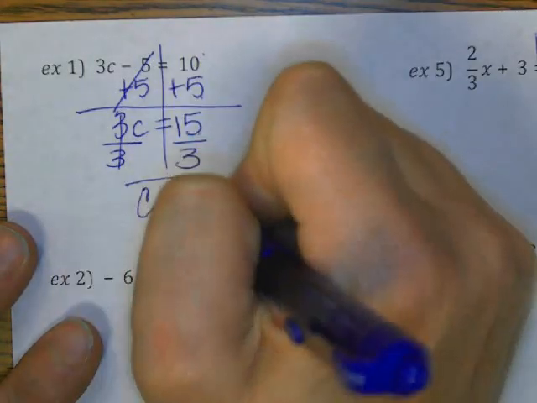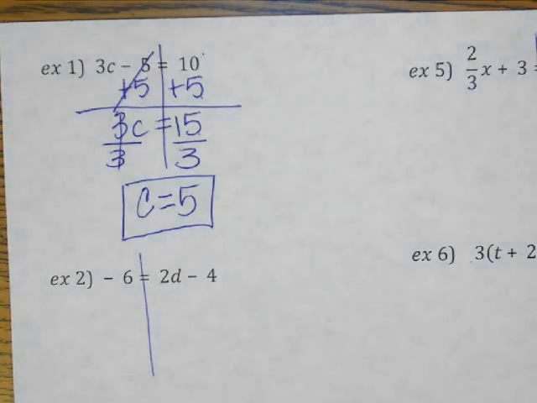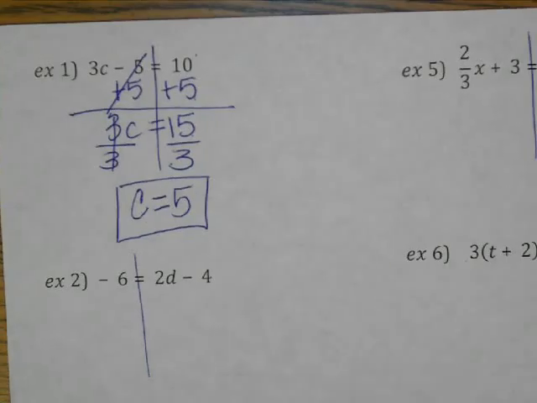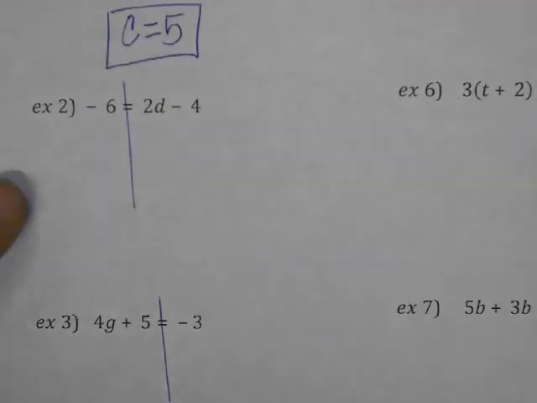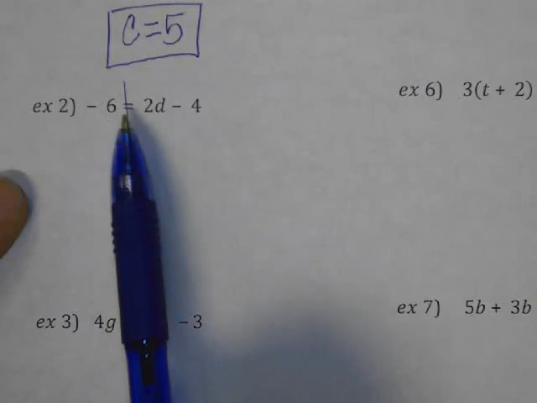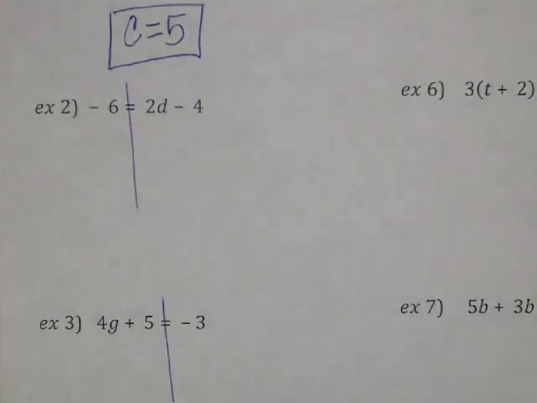5. So the answer to example 1 is 5. You're going to do that for every single one of these examples, okay? So let's work through example 2. Example 2 says negative 6 equals 2d minus 4.